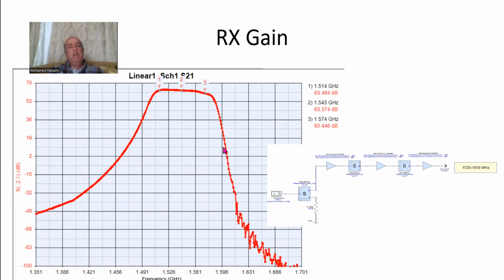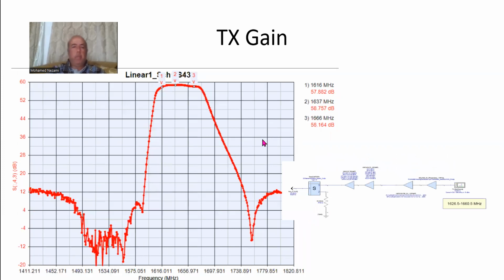Everything's flat, it's nice, and hopefully, when you lay this out and interconnect it, you would preserve the flatness of the passband. On the transmit side, we start out from -15 and go up to 38 dBm or 40 dBm. And so this is what I've got.